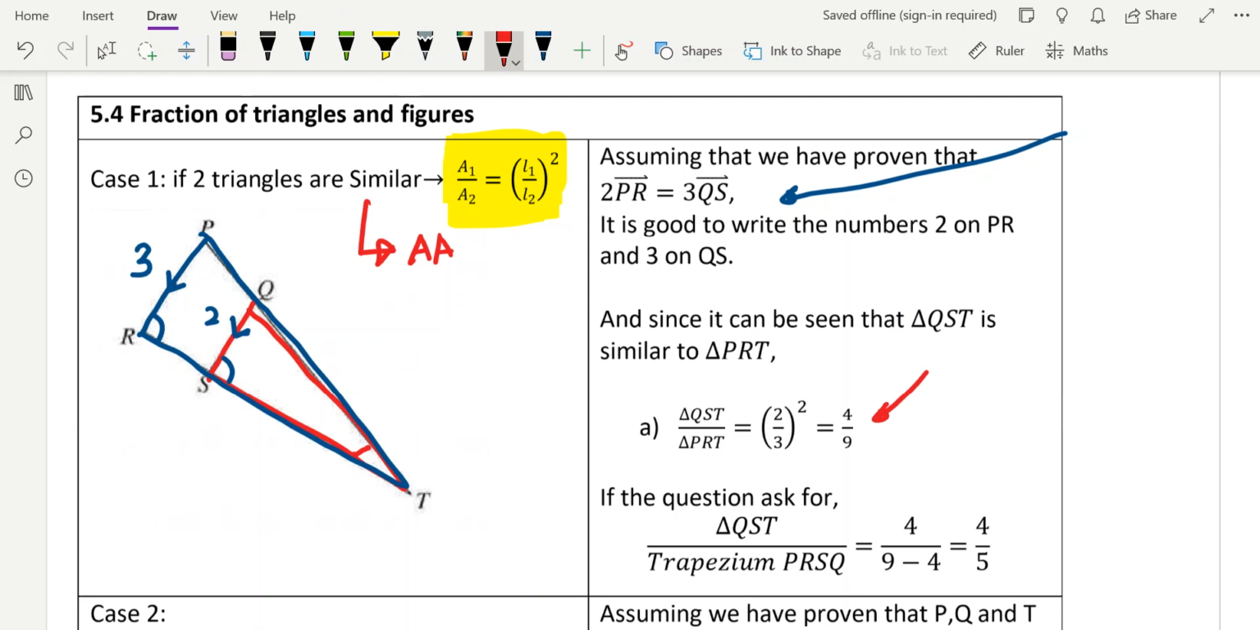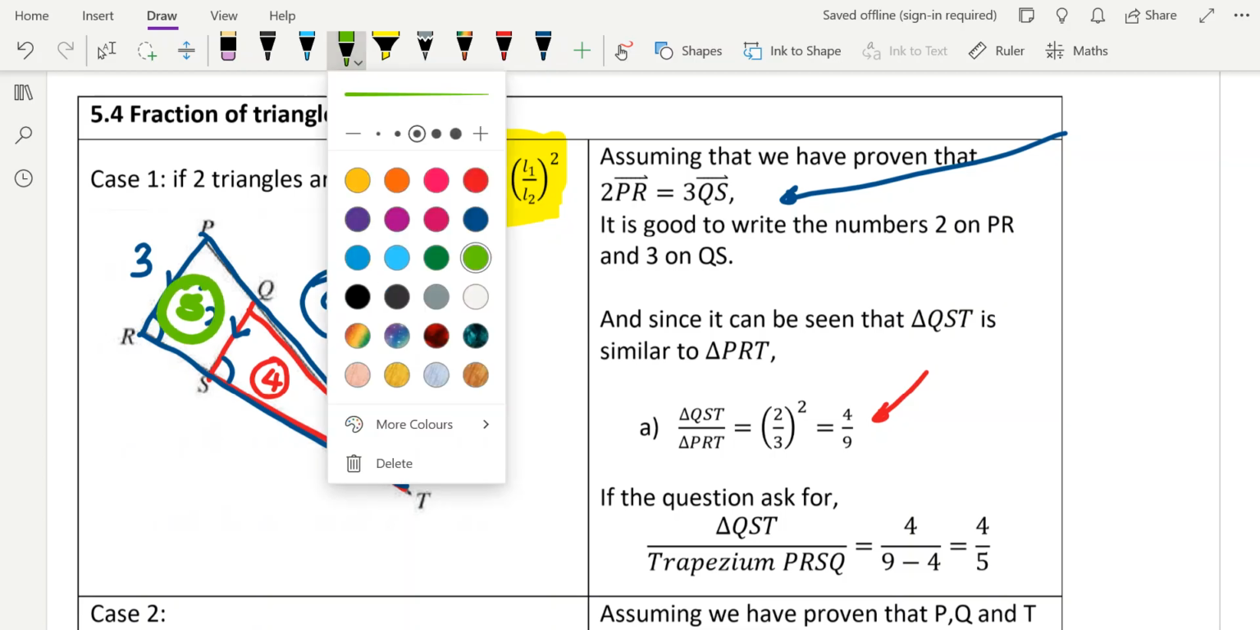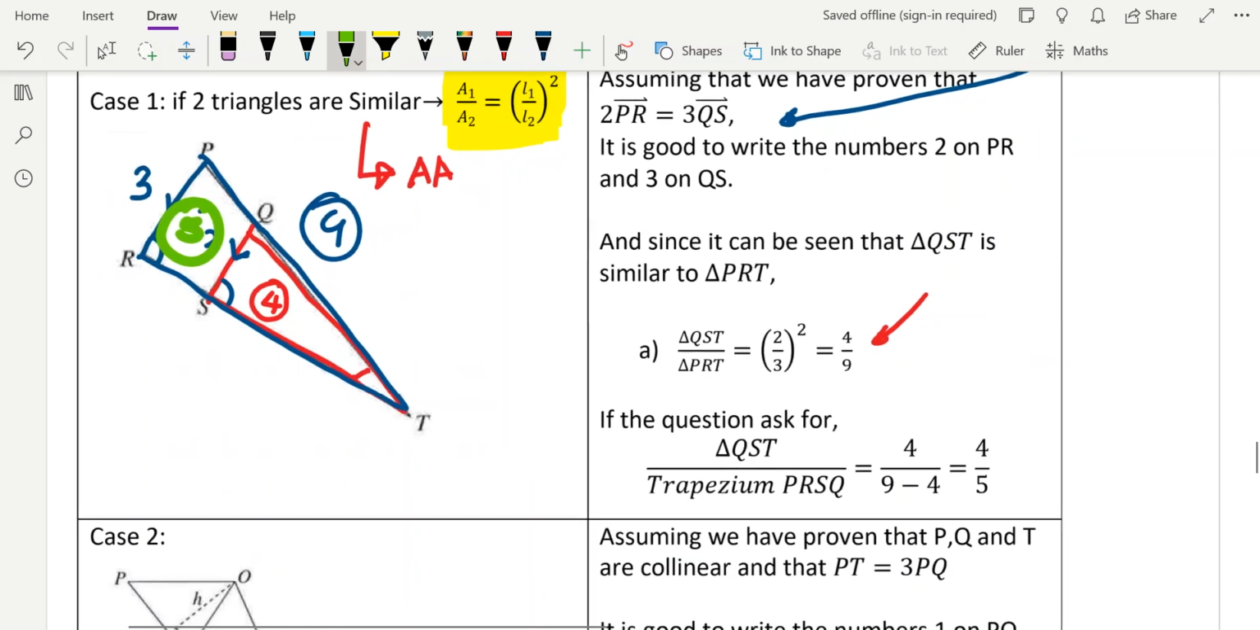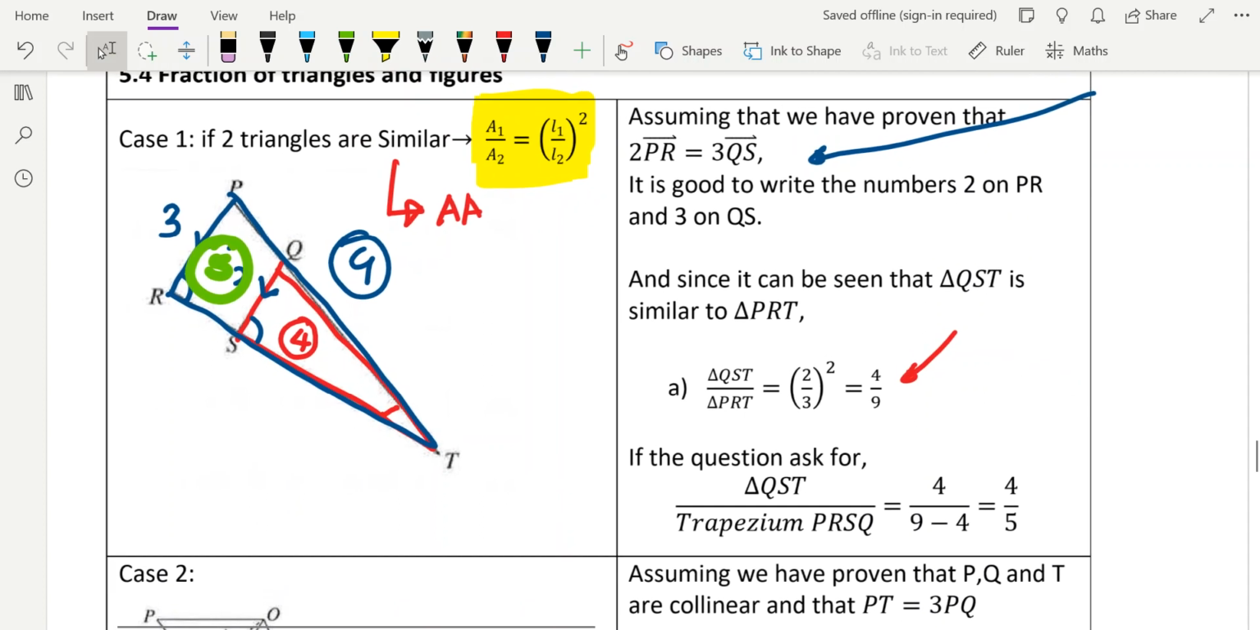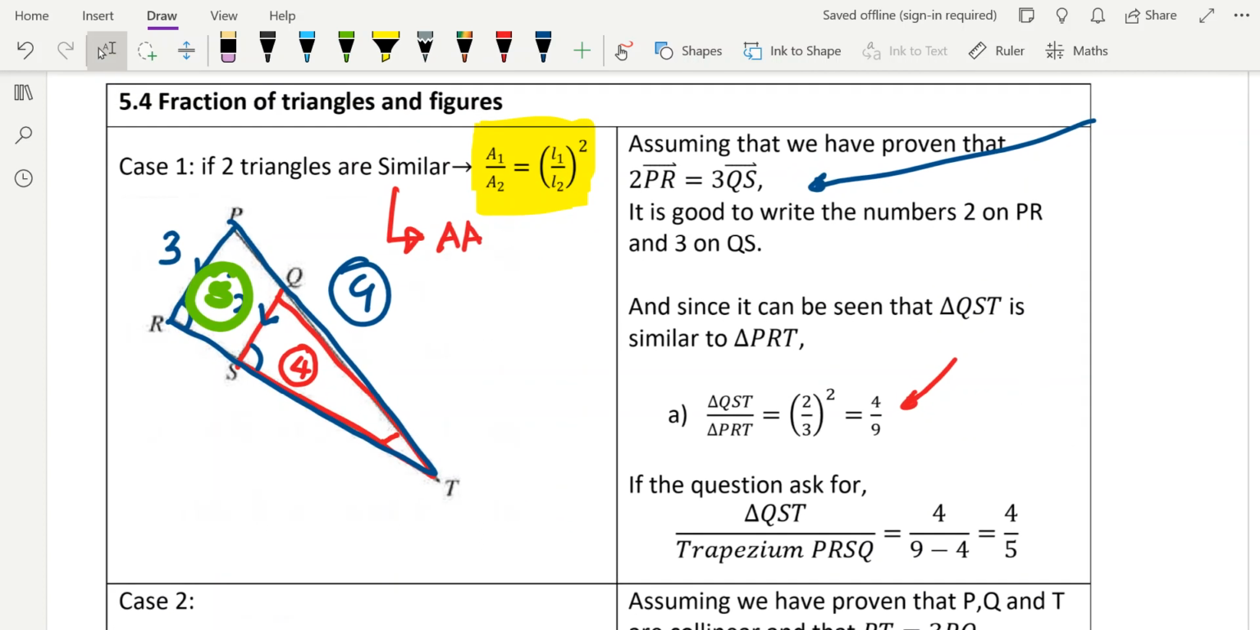That's it. It also means that this one is 4 units, I circle down here, and then the blue triangle, the whole thing, is 9 units, and I circle down here. So that's for the triangle. If the red one is 4 and 9 is the whole big triangle, this means that the trapezium here is 5 units long. So if the question asks for the triangle over the trapezium, then you know that the trapezium is 5 units. Just minus off, that will be fine. So that's case 1.